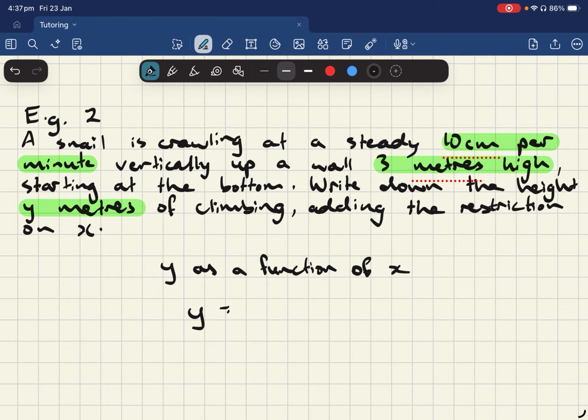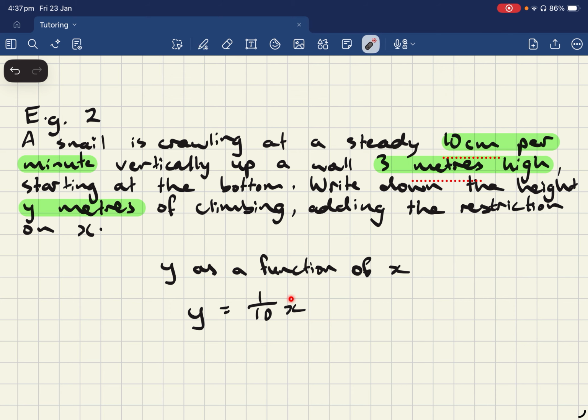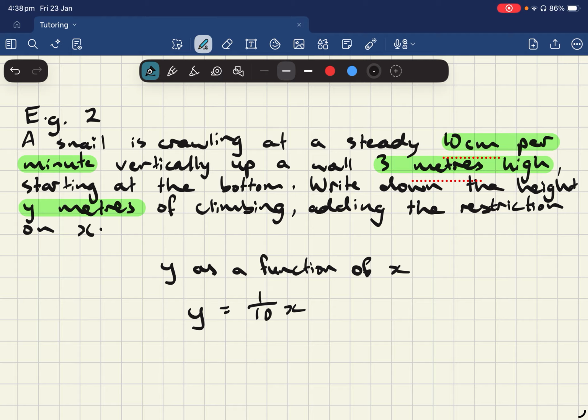Its height is going to change depending on how much time has passed. Now, I'm going to get y equals. It goes up after x minutes; its height is going to be 1 over 10 x meters, because it's a function of minutes, but our unit is in meters. So it's 1 over 10 multiplied by x, because every time a minute passes, it's going up by 1/10 of a meter. So this is a restriction here.